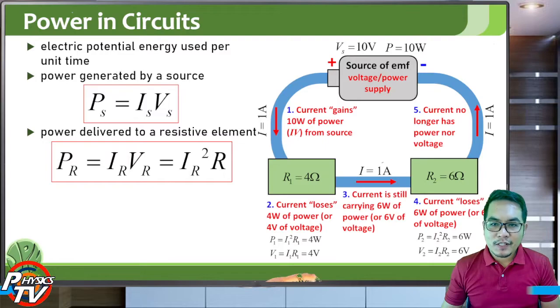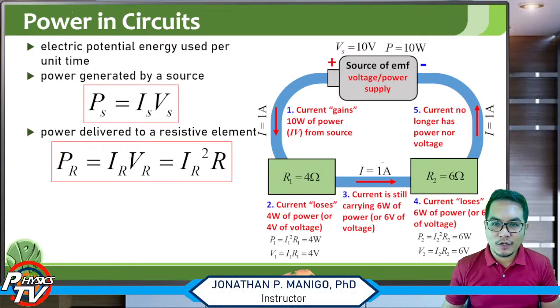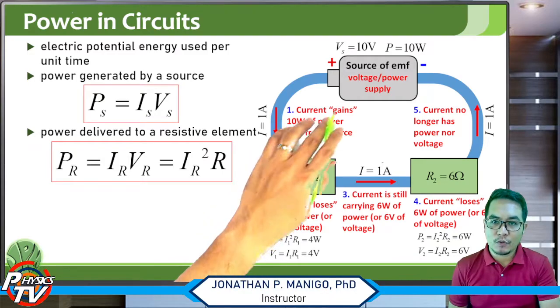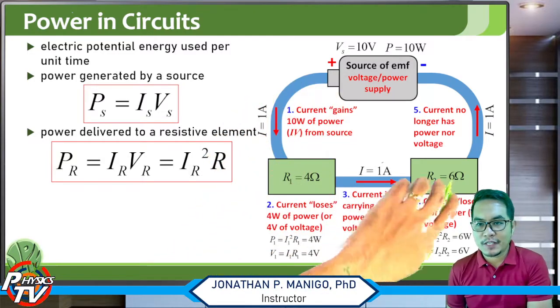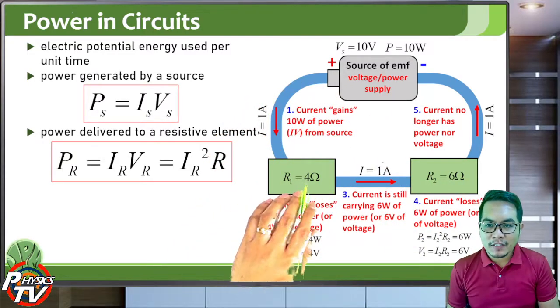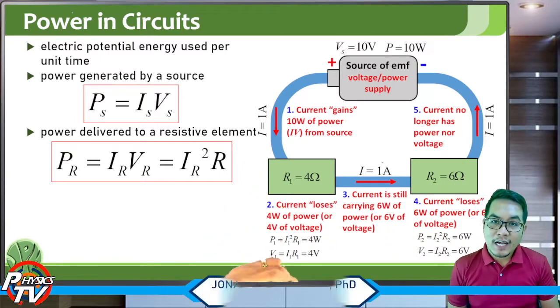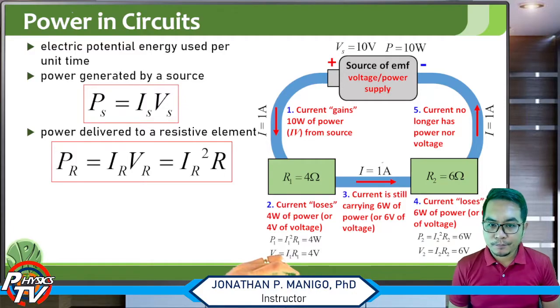So let's now consider a series connection. As I've mentioned earlier, a series connection is a voltage divider, but the current is the same. So 1 ampere current still flows through the system because the equivalent resistance is 6 plus 4, 10 ohms, similar to the previous circuit that I have shown you earlier.